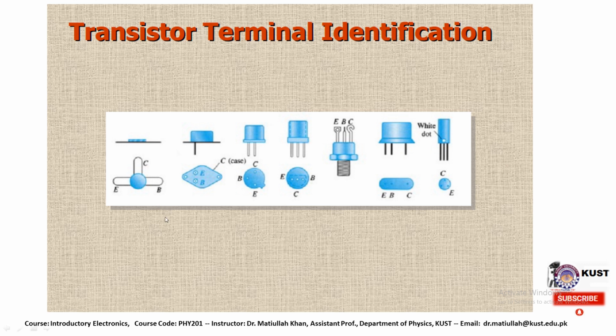Here we have some examples. We have different sorts of transistors. These are the types of transistors that we have, and how we can identify the collector, emitter and base from each other. In some cases it is very clearly written that this is C, this is B, this is E. C represents collector, B represents base, and E represents the emitter. So from that we can easily understand which port represents which terminal.